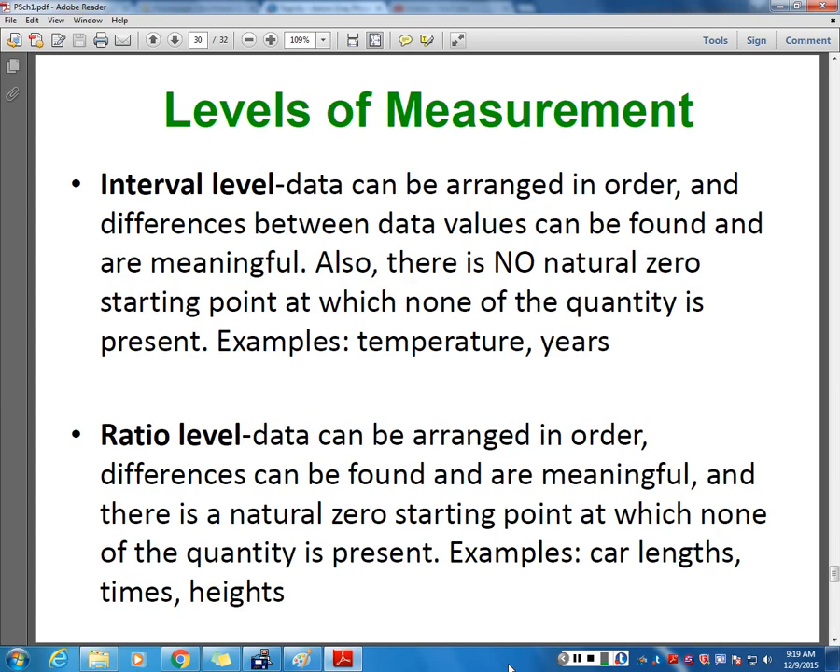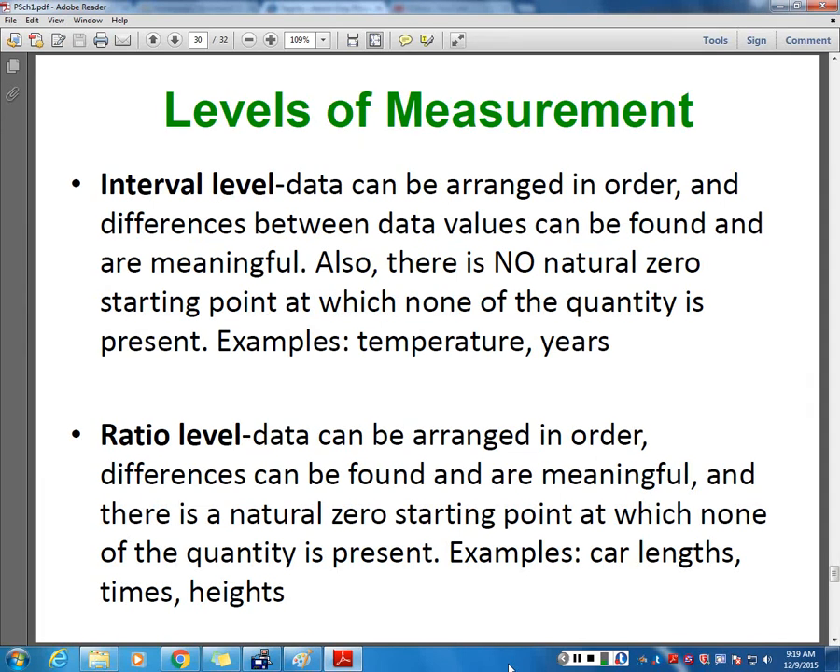There are 2 levels of measurement commonly associated with quantitative data. The interval level consists of data that can be arranged in order, and differences between the values can be found mathematically, and those are meaningful. But there's no natural zero starting point at which none of the quantity is present. For example, temperature or years.